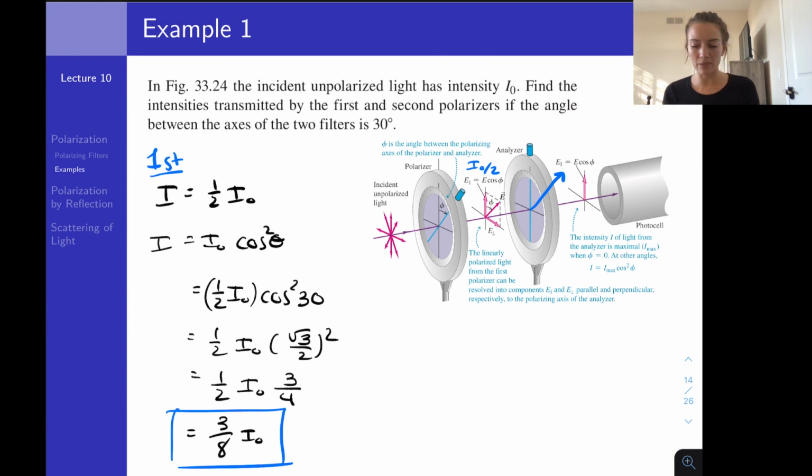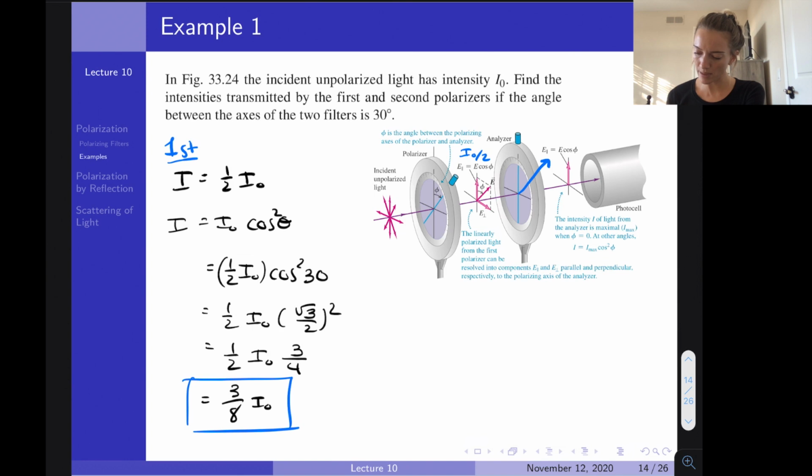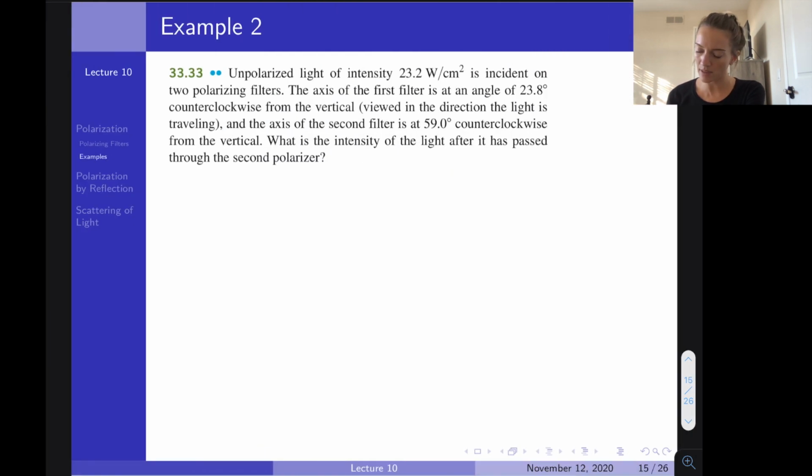So that's important to keep in mind when you have multiple filters, especially if you have like 2 or 3. Make sure that you basically do this equation for each one, where you have your I naught, you do this equation, you get a new intensity. Then that intensity becomes your next I naught, and then you just keep going down the line for however many polarizers you have. Okay, so now let's do another example here.